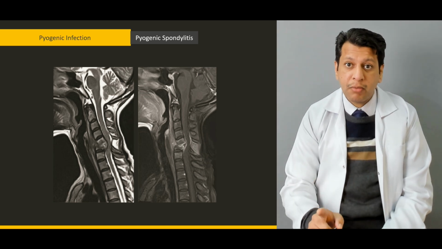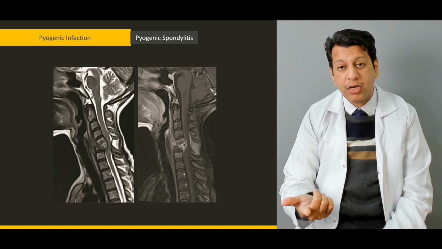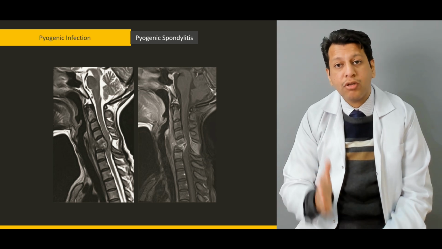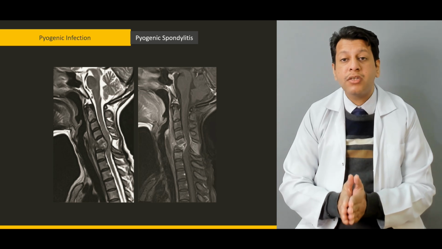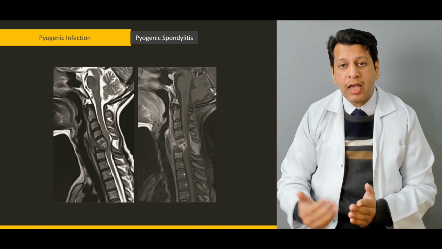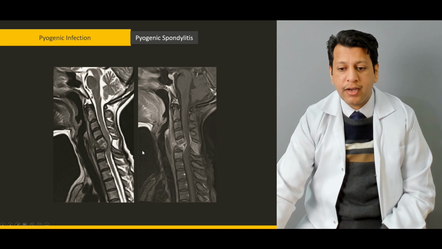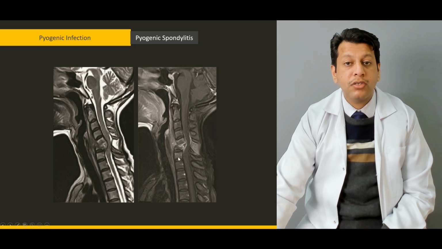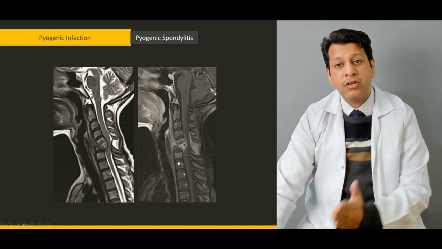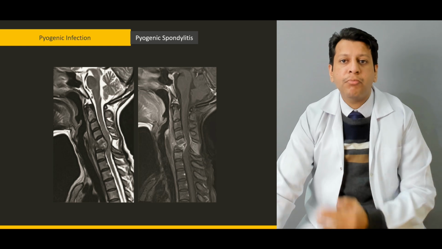Now remember these MRIs, because when we'll be discussing the non-pyogenic type, especially tuberculosis, you will appreciate that in tuberculosis the disc space is always preserved. There is an abscess which goes anteriorly and involves multiple columns. It goes above and below. It involves the vertebral body, but it usually spares the discs. That is how we differentiate on an MRI between a pyogenic and non-pyogenic infection.